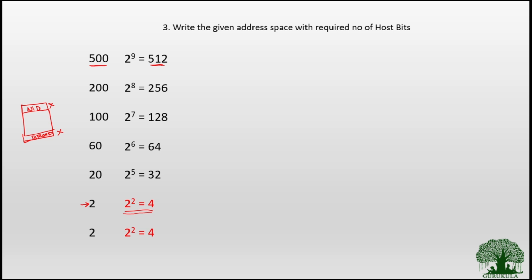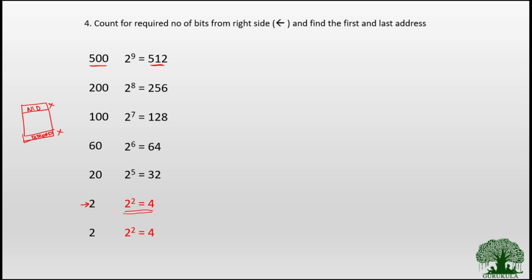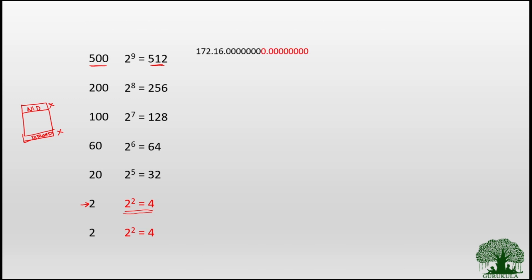So what we'll have to do is write the given address space with the required number of host bits. I can count the required number of bits from the right side and find the first and last addresses. As you can see, this is the address space given in our question. For the sake of simplicity, I am taking the first 2 parts as decimal representation. We are going to work with the last 2 parts, so I am representing them in binary form. This is purely for understanding and for reducing the writing work.